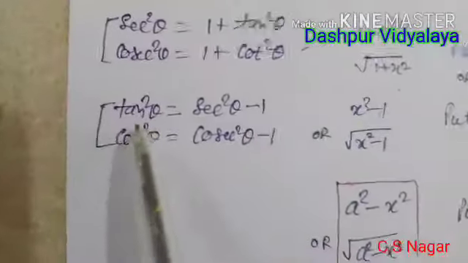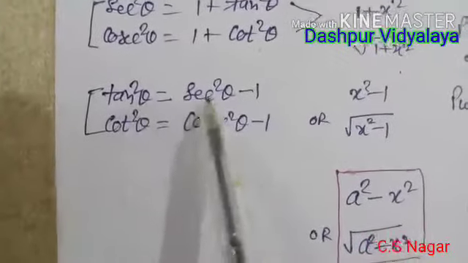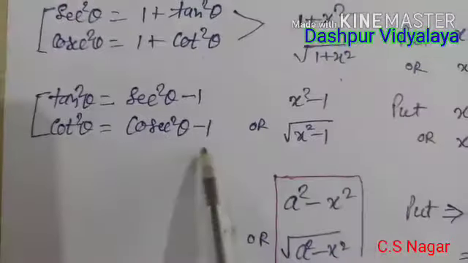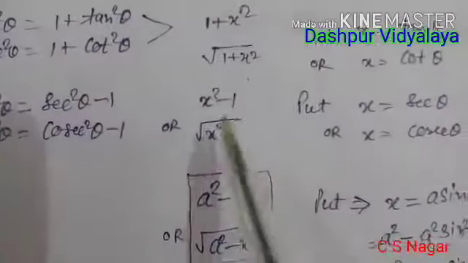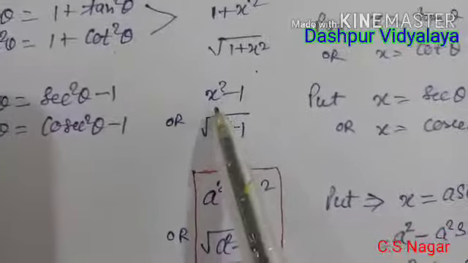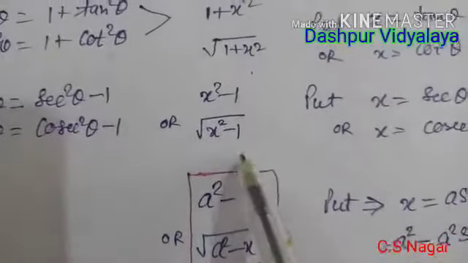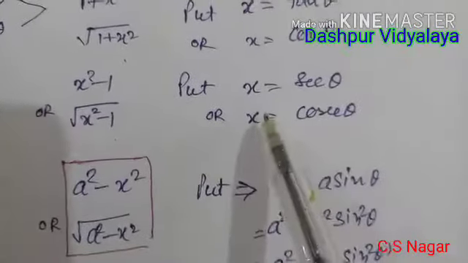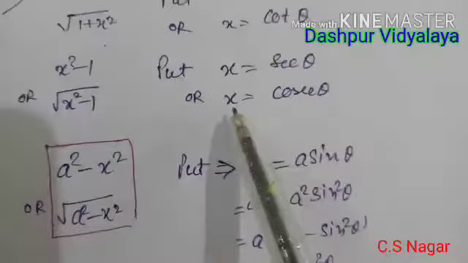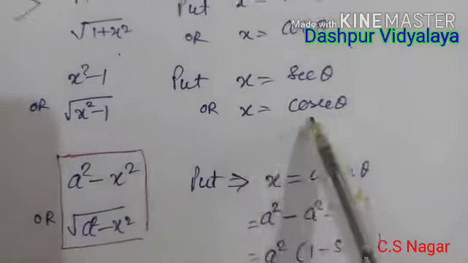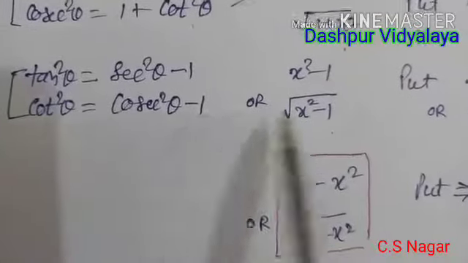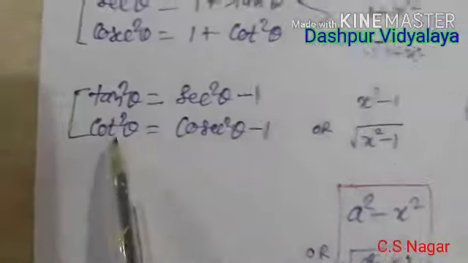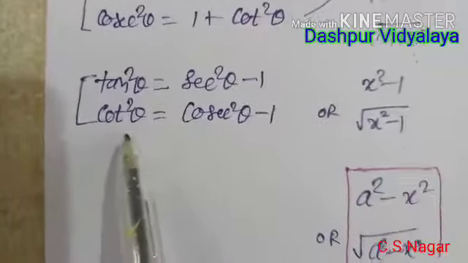Last one more, since tan square theta is sec square theta minus 1 and cot square theta is cosec square theta minus 1, in our inverse function, if there is a term like x square minus 1 or under root x square minus 1, then here we put x is equal to sec theta or x is equal to cosec theta. Suppose if we put x is equal to cosec theta, then the term is cosec square theta minus 1, and cosec square theta minus 1 will be cot square theta.